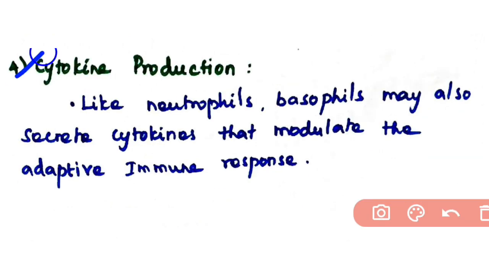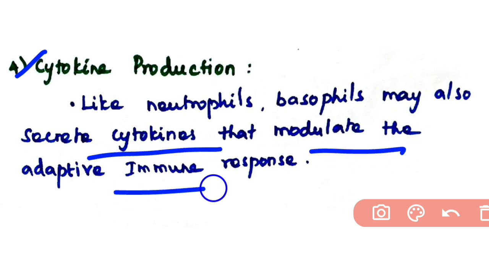Then, like neutrophils, basophils also secrete cytokines that modulate the adaptive immune response. That means it will give signals to the T lymphocytes and B lymphocytes, thereby activating the adaptive immune response.